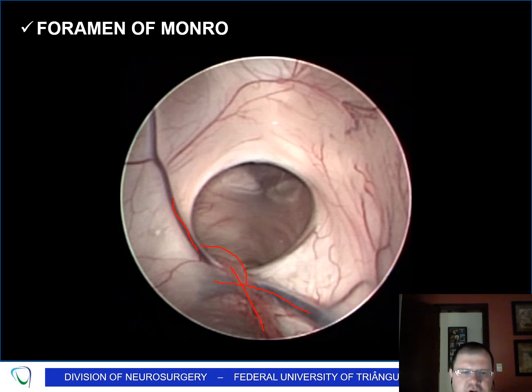The superior and anterior border of the foramen of Monro is the column of the fornix, and lateral to the foramen of Monro we have the septum pellucidum. In front, at the lateral position, we have the head of the caudate nucleus here.